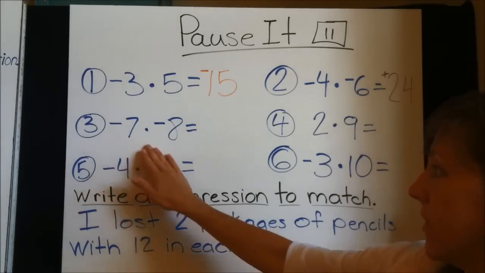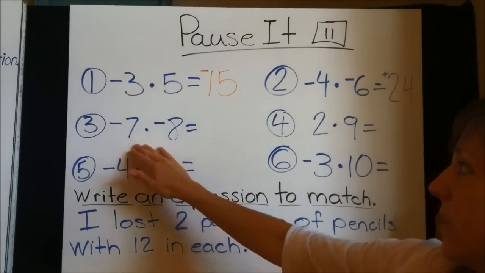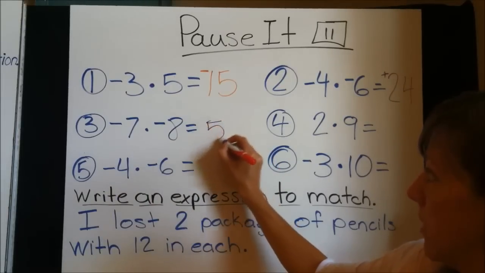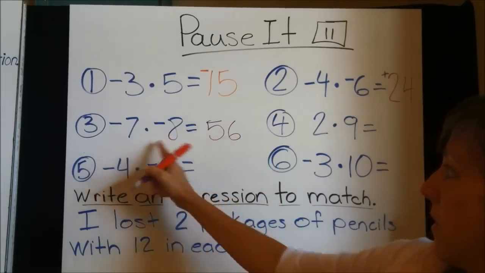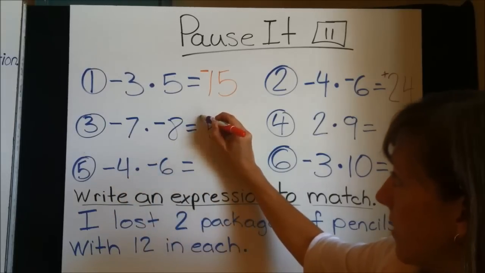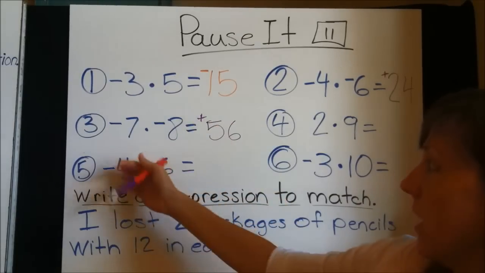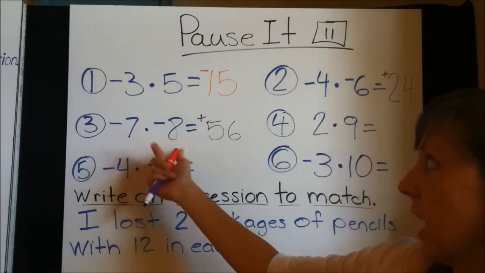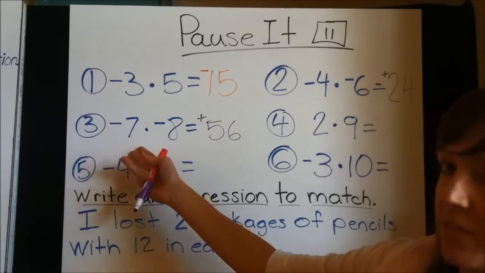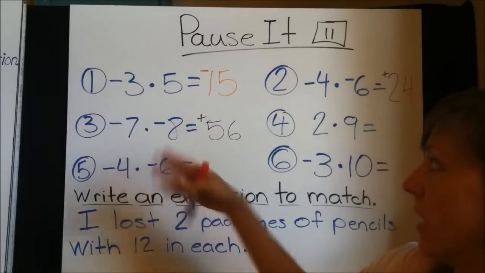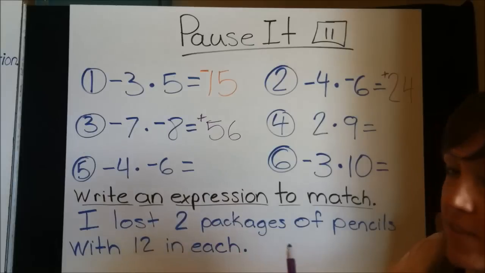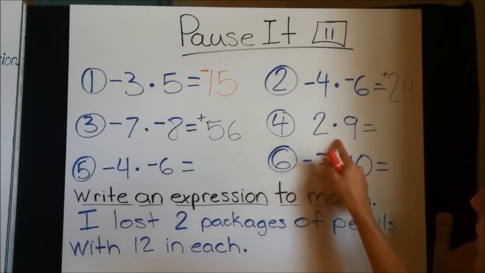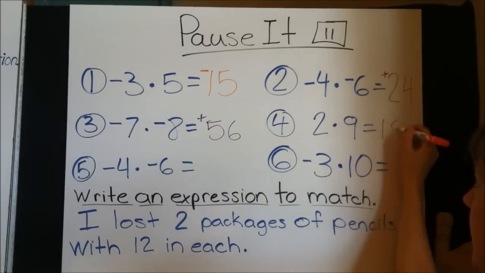I have negative 7 times negative 8. I know 7 times 8 is 56. And a negative times a negative is a positive. Again, it's like me saying, I owe 7 of my friends $8, but all 7 of them said, don't worry about paying me back, you can keep the money. So I get to keep the $56. It's not a debt.